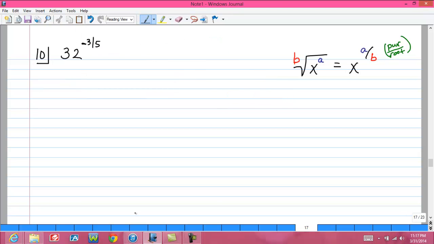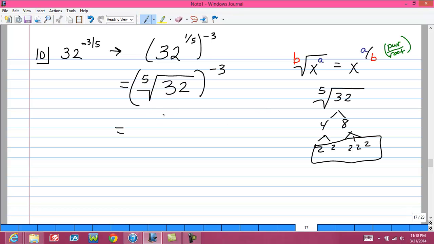32 to the -3/5 power. To begin, let's just pull out the -3. Now rewrite this expression as a radical expression. The fifth root of 32 raised to the -3 power. Rewriting 32 to prime factors gives us a 2 raised to the -3 power.